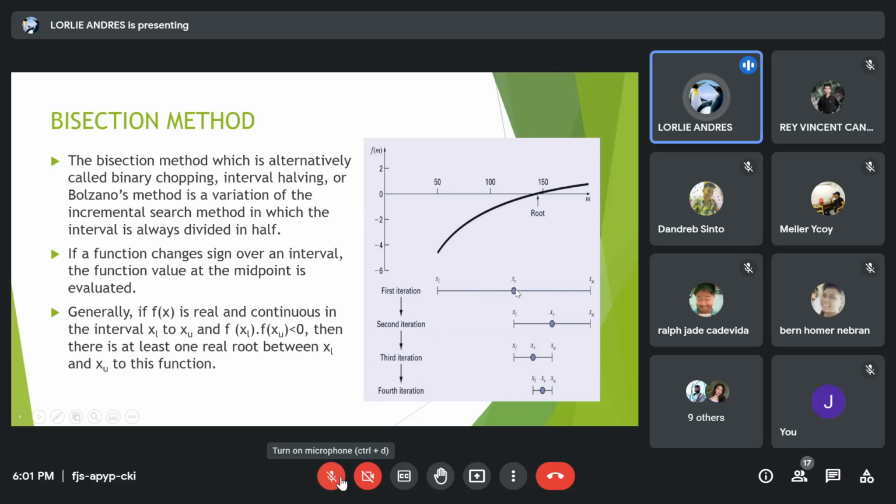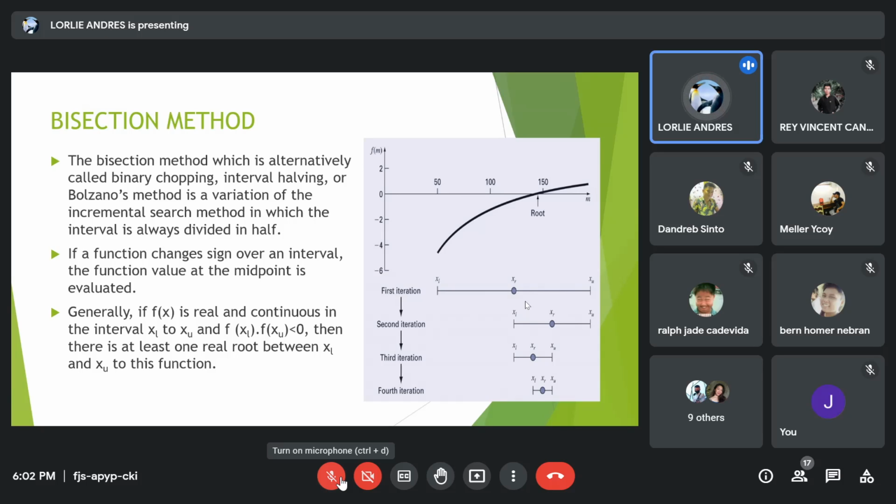And the next na iteration, i-add na pud nimo si x sub l ug x sub u divide by 2, mo na pud na siya si x sub r. And then i-add na pud nimo si x sub l x sub u, makuha na pud nimo divide by 2, makuha na pud nimo si x sub r. Kung tan-aw nimo nagapaduol ang iyahang point kay root value. So, mani siya ang process sa bisection method.